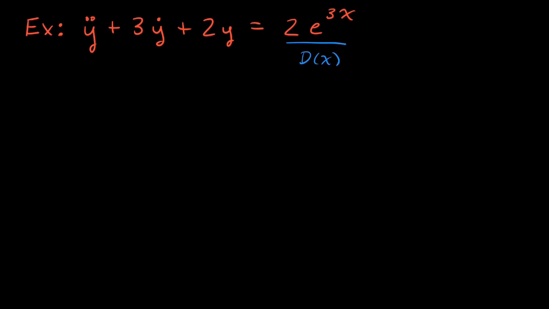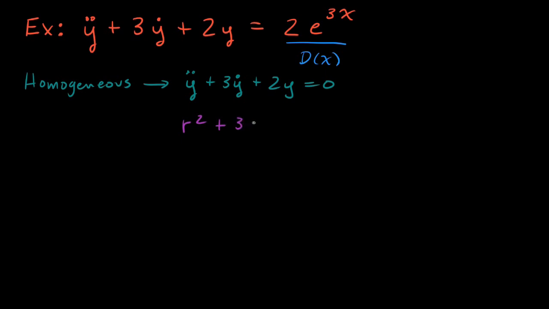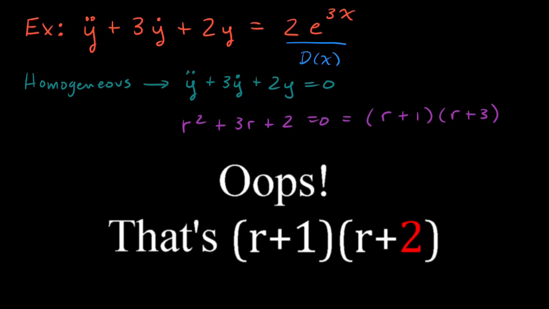Okay, so to make it very clear, we point out that the homogeneous equation is going to be y double dot plus 3y dot plus 2y equals 0. We can write the characteristic equation, which is going to be r squared plus 3r plus 2 equals 0. And we know we can also write that as r plus 1 onto r plus 2. Okay, so we can factor that pretty easily.